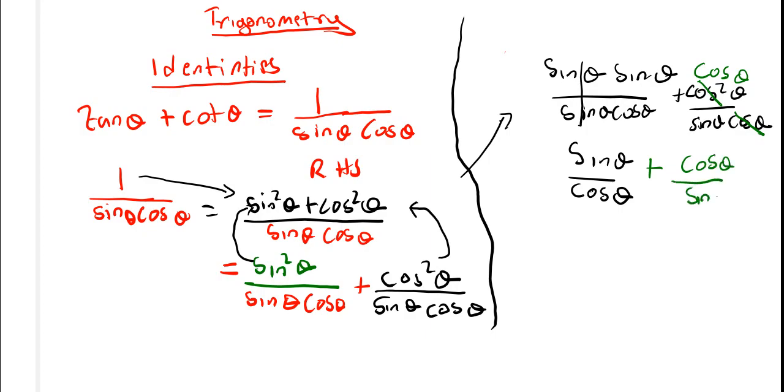But when you go back to what we were doing, you realize that cot theta was given by cos theta over sine theta. So definitely this is going to give us cot of theta plus, then sine theta over cos theta is going to give us tan of theta. So you have seen this is equal to the left hand side. So like this, it means that you have proven the identity.